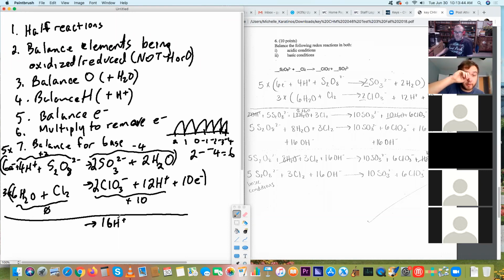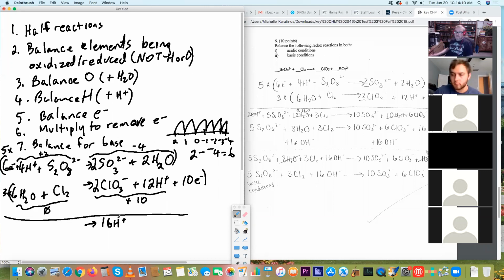Did you add the hydroniums together? Well, I had 20 H pluses on the top, 5 times 4. And on the bottom, I had 36, but they were on the other side. So treat the arrow like an equal sign. We have 20 H pluses on one side, 36 on the other. That's 3 times 12. 36 minus 20 is 16.